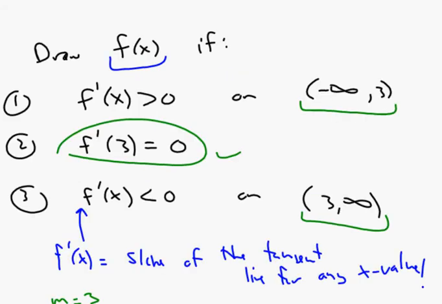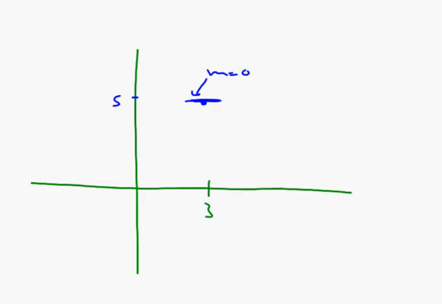Fact number 1 is telling us that prior to x equals 3, here's 3 down to -infinity, the slopes of the tangent lines are always bigger than 0. So that means all your slopes are positive before x equals 3. So what might that look like? Well, it has to be some kind of picture that does something like this maybe. Here's one possible answer. Now here's why.